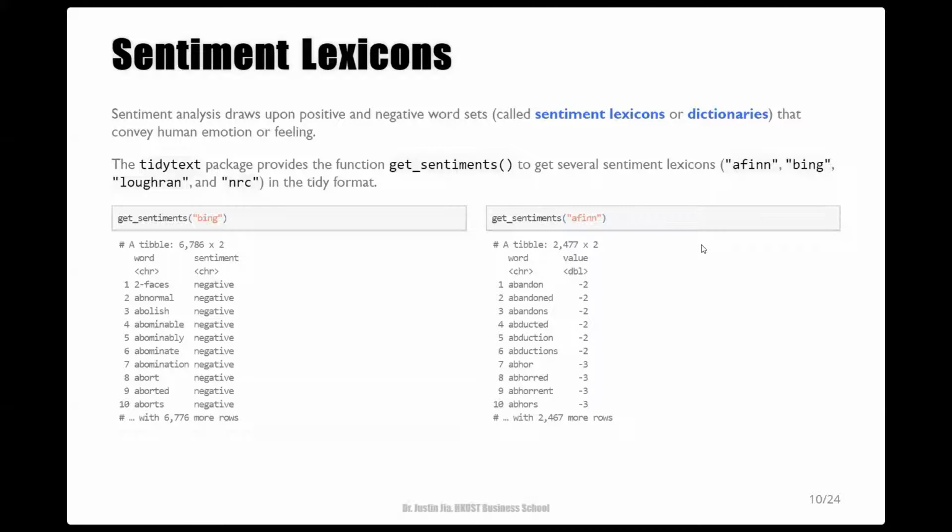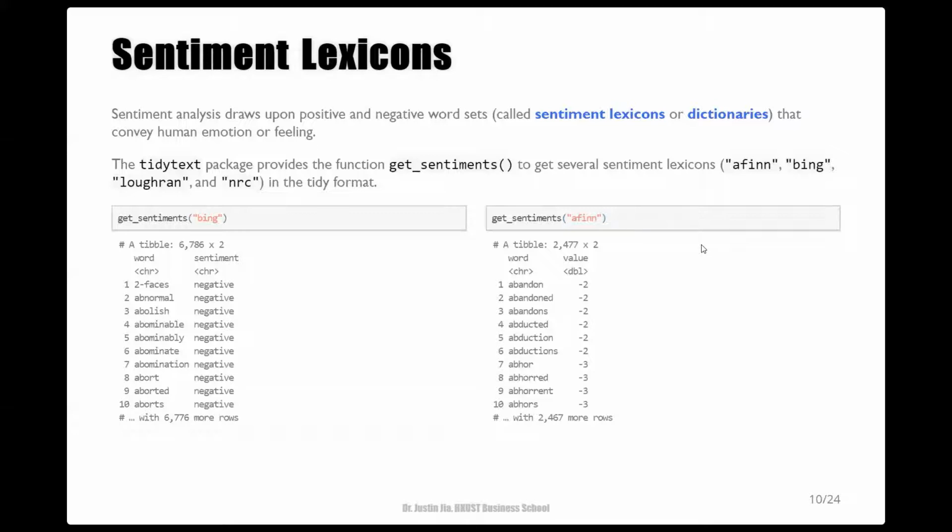Well, there are a variety of lexicons or dictionaries that exist for evaluating the opinion or emotion in text. These lexicons contain many English words, and the words are assigned scores for positive or negative sentiment, and also possibly emotions like joy, anger, sadness, and so forth. The tidytext package provides the function get_sentiments to get several most commonly used lexicons.